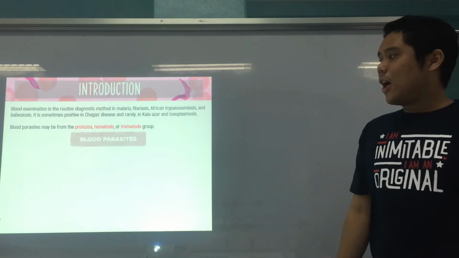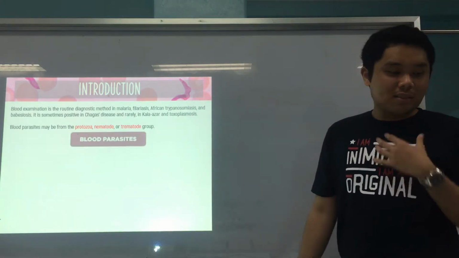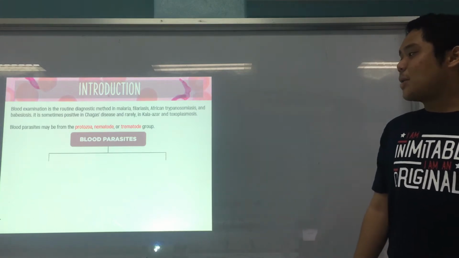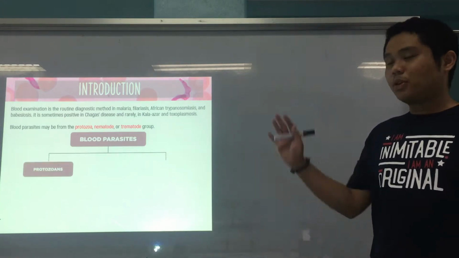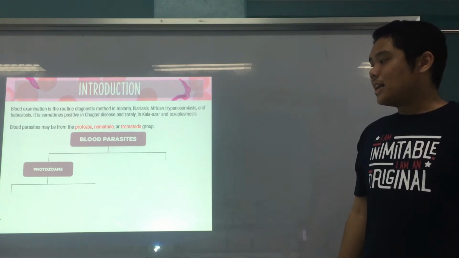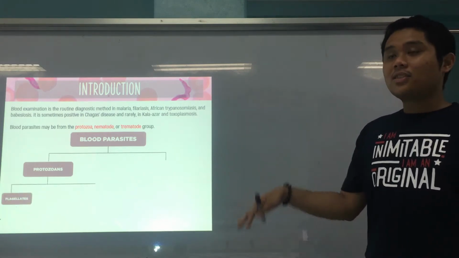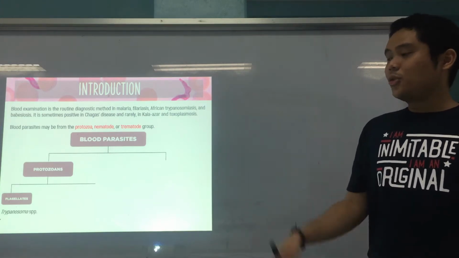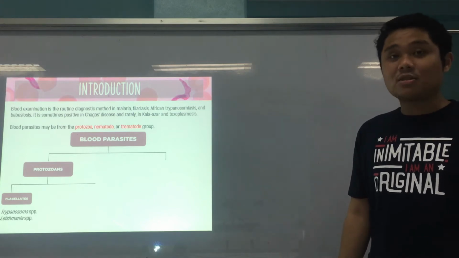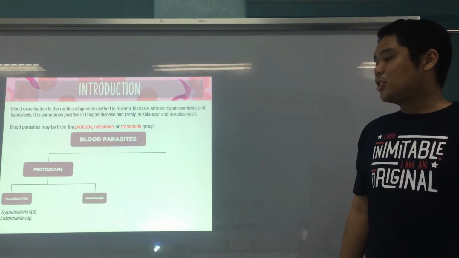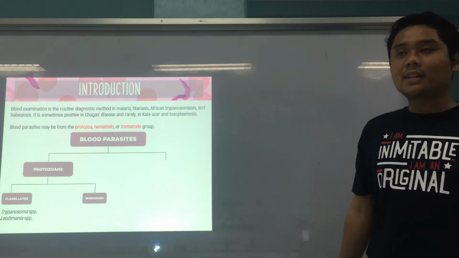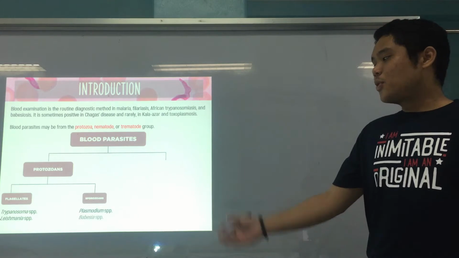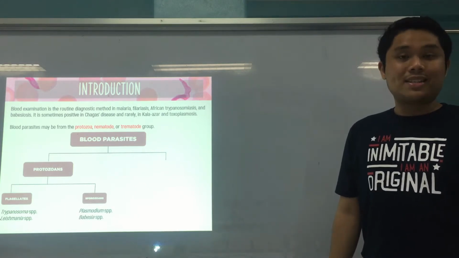Now, since you like flow charts, for blood parasites we have three major groups. Protozoa are subdivided into your flagellates, known as your hemoflagellates or blood flagellates, which includes your Trypanosoma species and Leishmania species. You also have your sporozoans, which includes your Plasmodium species, the causative agent of malaria, and Babesia species for babesiosis.